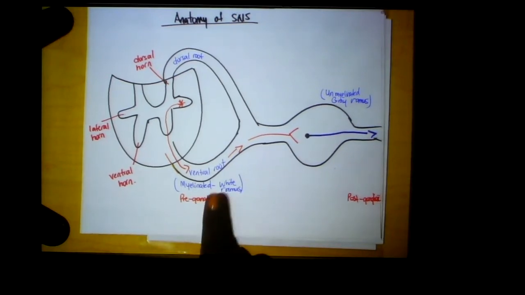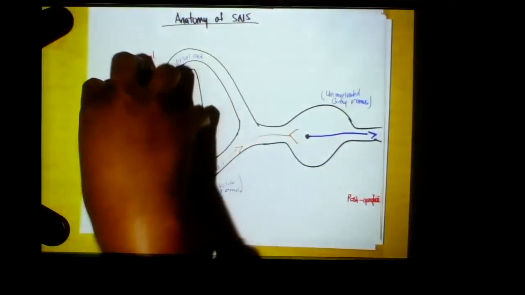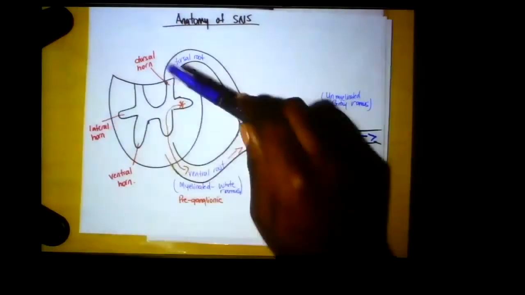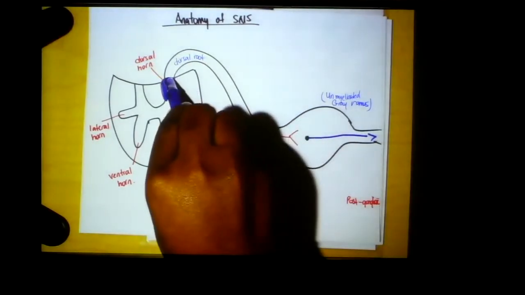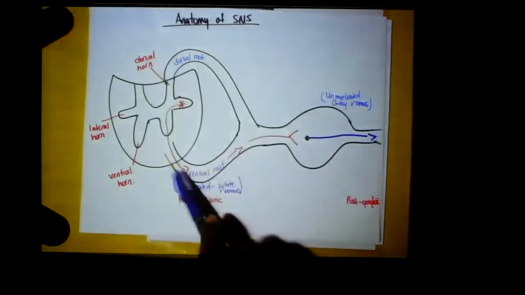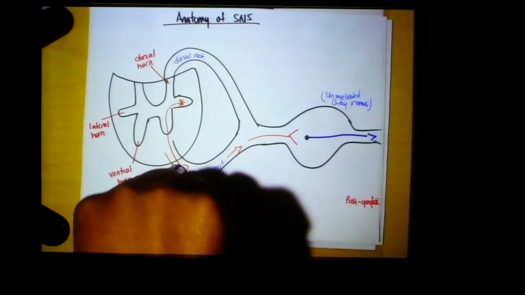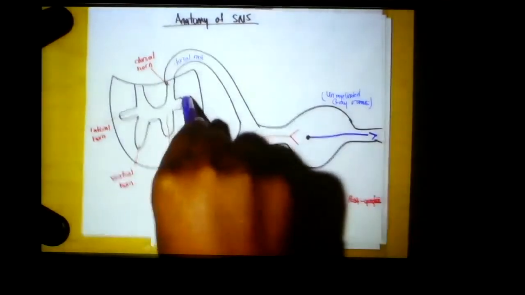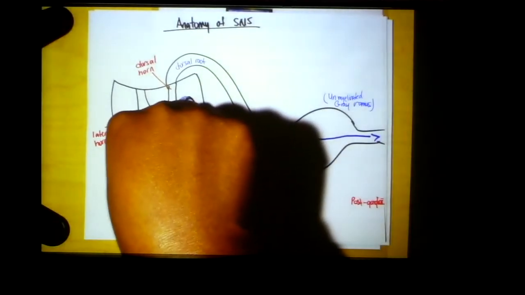So let's talk about this again. We have a cross-section of the spinal cord. We talked about the 3 areas on that cross-section. Dorsal horn, this is responsible for sensory. We'll talk about that later on. Ventral horn, this is responsible for motor, or somatic function. The lateral horn, this is responsible for the autonomic stimuli.